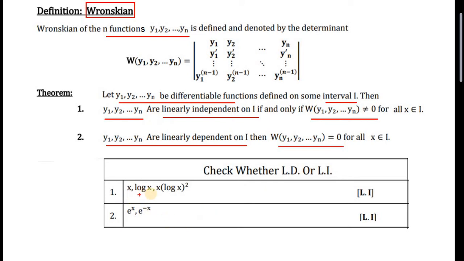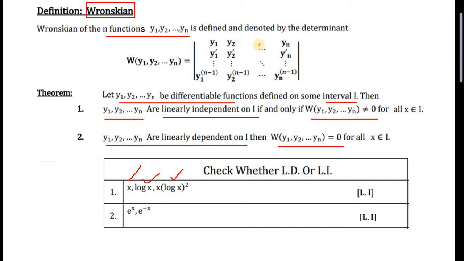Now here we have three functions. x is the first function, log x is the second function, and x (log x)^2 is the third function. If we put these three functions here, we will put x, log x, and x (log x)^2. The derivative of x is 1, and the derivative of 1 is 0. Similarly, the derivative of log x is 1 over x, and the derivative of 1 over x is minus 1 over x square. Here we will put x (log x)^2.